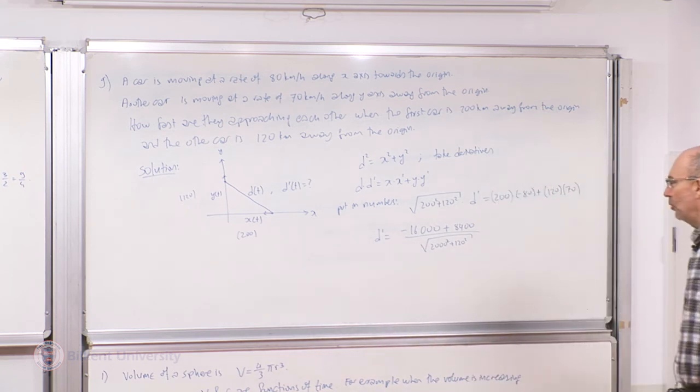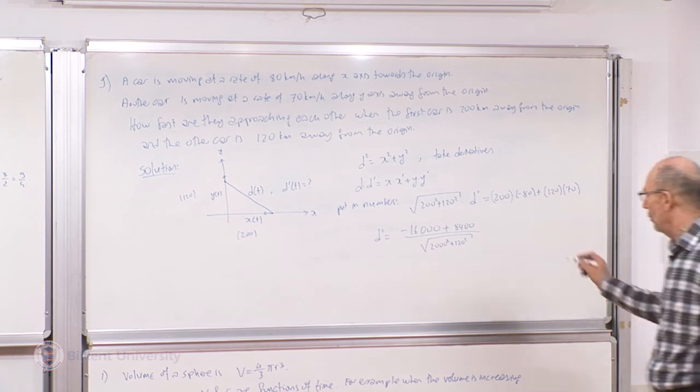Actually, it turned out to be negative. So d prime is decreasing. It means the cars are approaching each other. So we solve this.